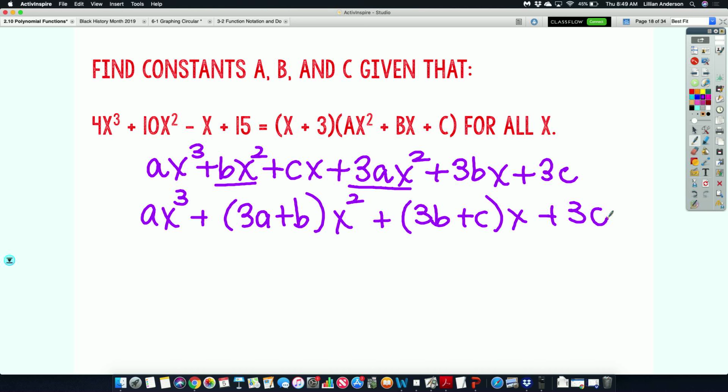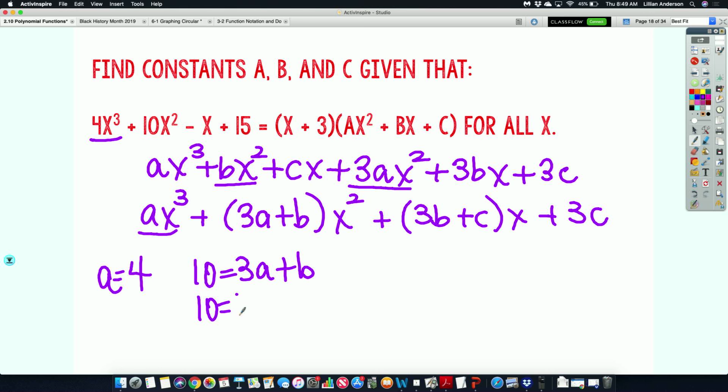You could have also done it with synthetic division, yes. Since they do equal each other, you know that your 4x to the third needs to equal ax to the third. So a is equal to 4. You know that 10 needs to be equal to 3a plus b. And since we know that a is already 4, this becomes 10 equals 12 plus b. So b will be equal to negative 2.